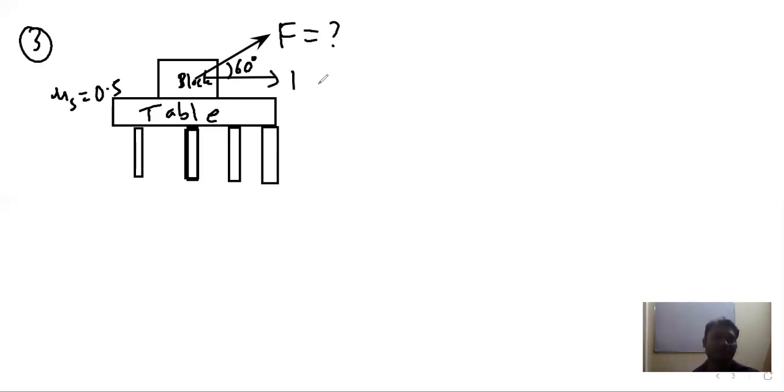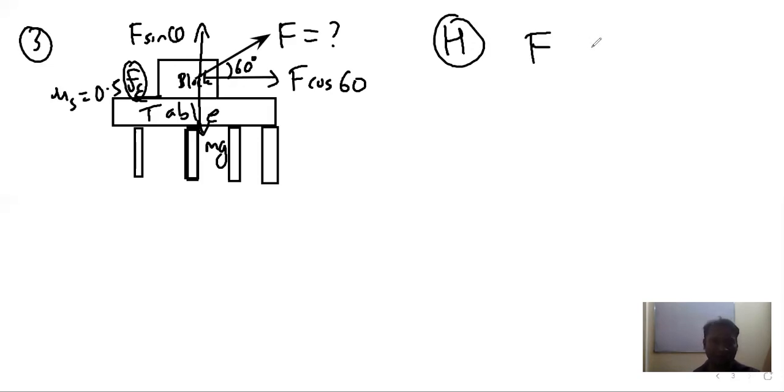So let us take the components of this force. This is F cos 60, and in vertical direction we have F sin 60. In vertical direction we also have mg, and in the opposite direction we have friction, which is, let us say, Fs maximum, which is mu s N. So along horizontal direction we have F cos 60 is equal to Fs max.